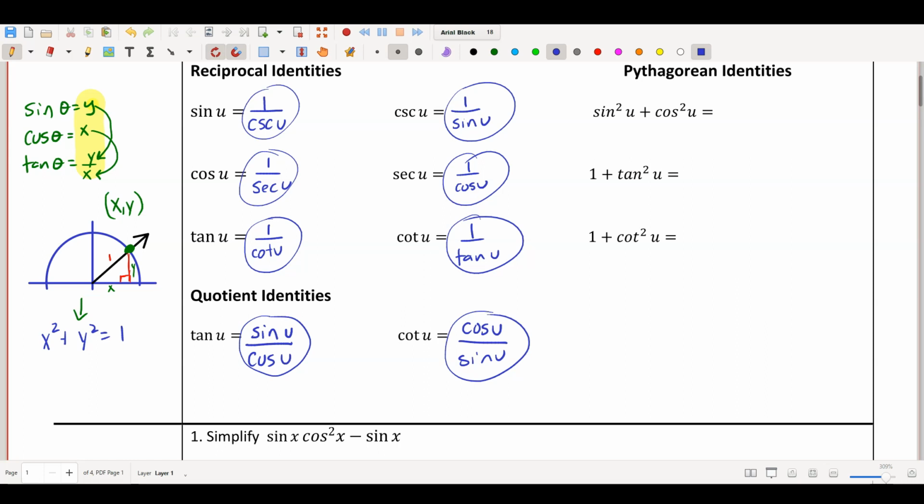Now, if x squared plus y squared is equal to 1, and we know that, wait a second, the x value on the unit circle is just equal to cosine. And wait a minute, the y value is just equal to sine.